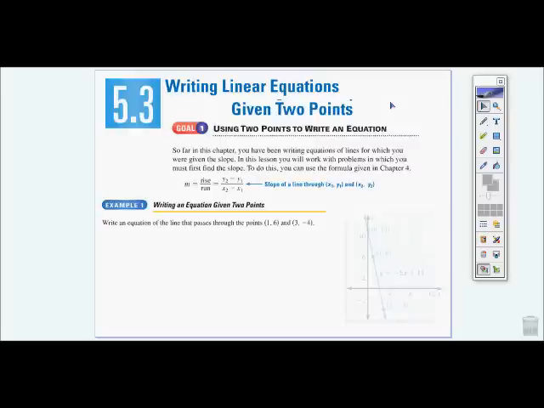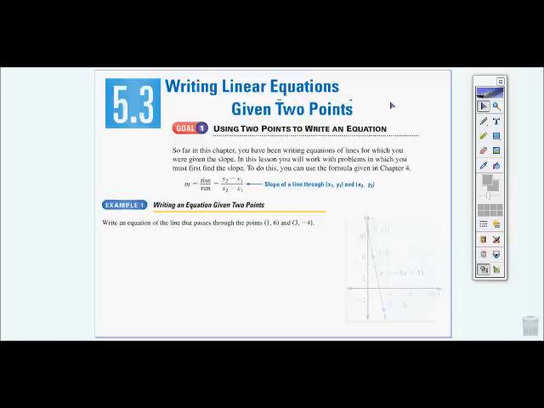5.3, we will continue to write linear equations. This time the information that we're given is going to be 2 points. So if we have 2 points, we know that we can find the slope because we can find the difference between the y's and the difference between the x's to find the slope. And then we will continue with what we were doing in 5.2 to find the y-intercept.